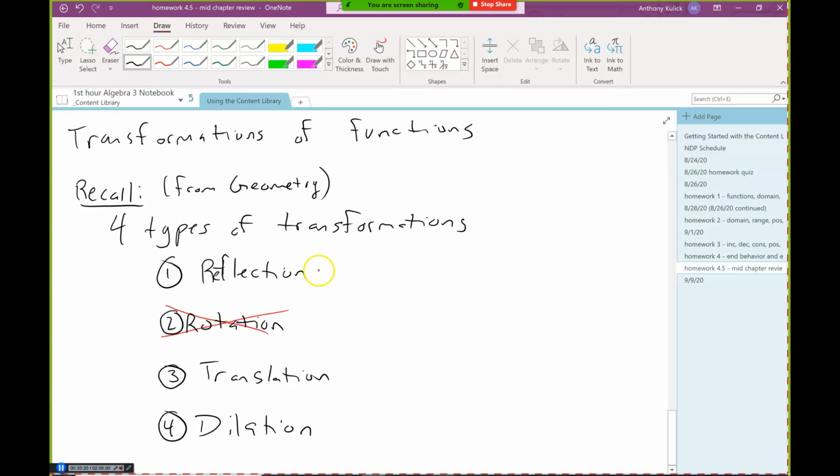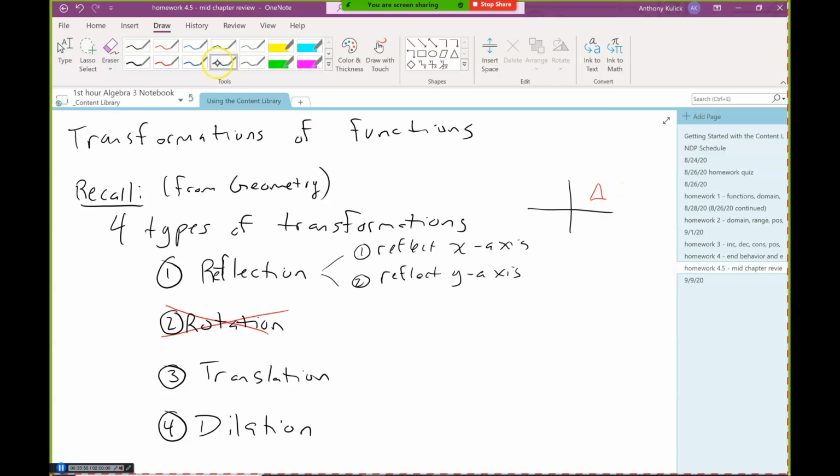There are 2 types of reflections that we'll really talk about: a reflection across the x-axis and a reflection across the y-axis. Back when you were in geometry class, if this was your pre-image, like some little triangle or something, and we reflected across the x-axis, the resulting image would look like this. It's the exact same triangle, but in a new location with possibly a new orientation, right?